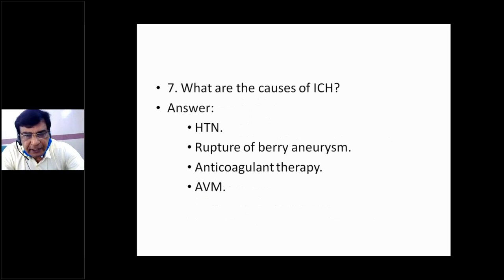What are the causes of ICH, intracerebral hemorrhage? One is severe hypertension, second is rupture of the aneurysm, third is anticoagulant therapy, heparin therapy. Fourth is arteriovenous malformation. So out of this, aneurysm rupture is the commonest cause of intracerebral hemorrhage or subarachnoid hemorrhage.